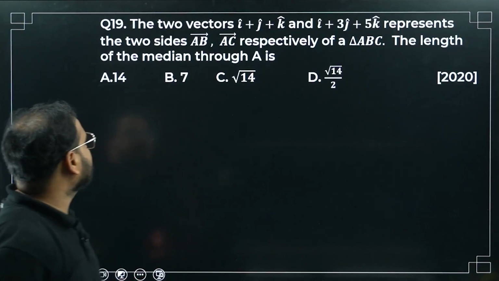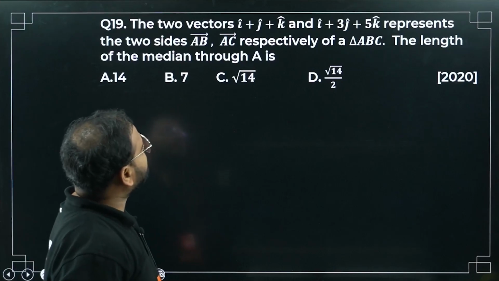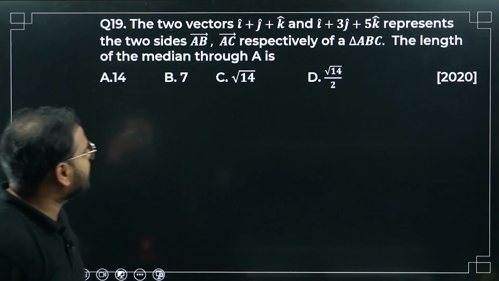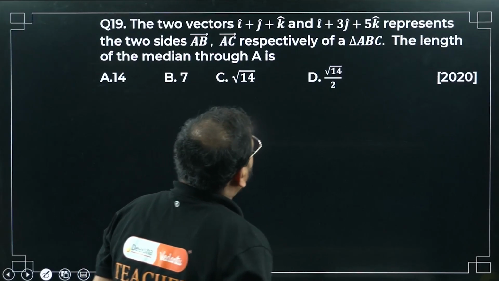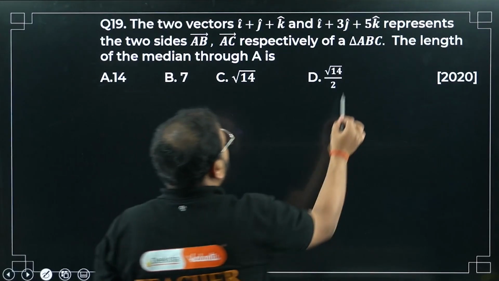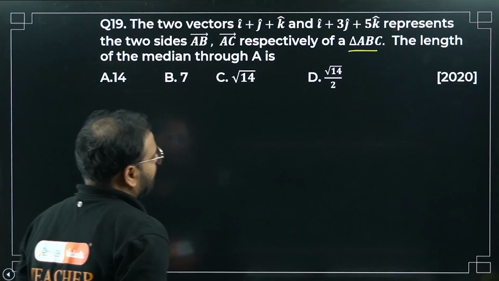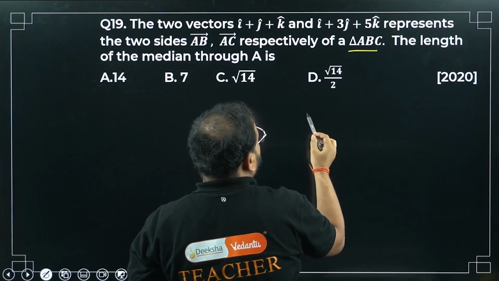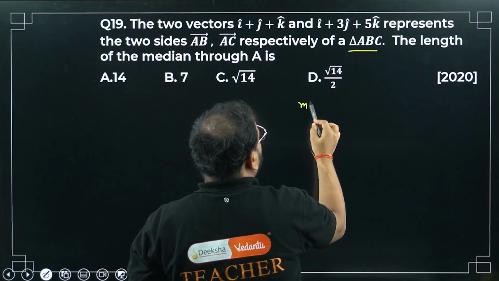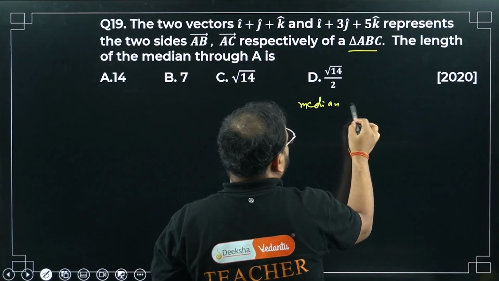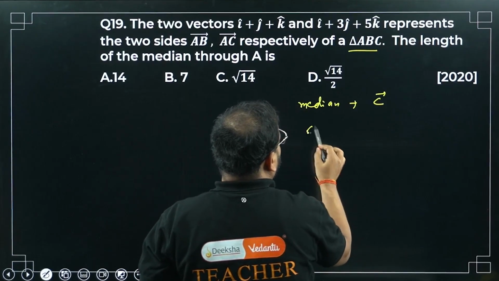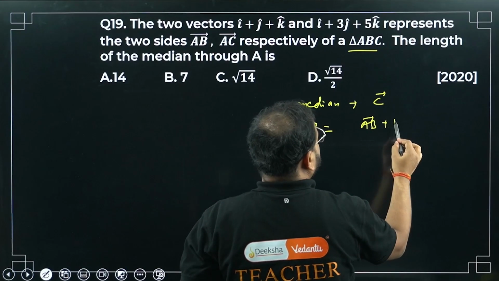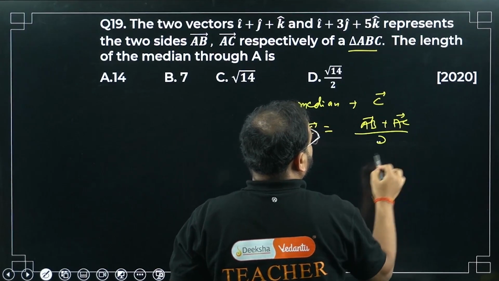Question number 19. The two vectors I cap plus j cap plus k cap and I cap plus 3j cap plus 5k cap represent the two sides AB, AC of the triangle ABC. The length of the median. This is simple, right? So we know the formula. If I call the median to be vector C, then we know that vector C is given by vector AB plus vector AC by 2, right?